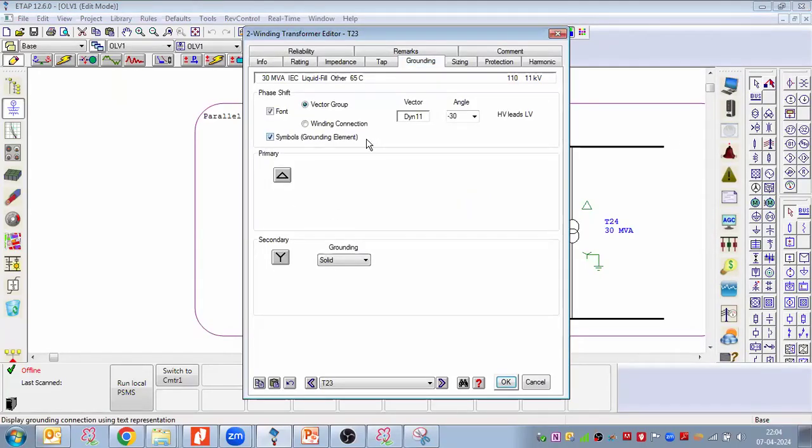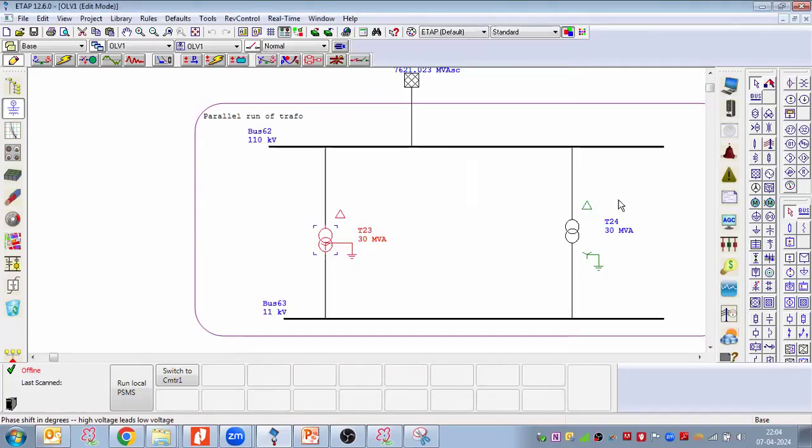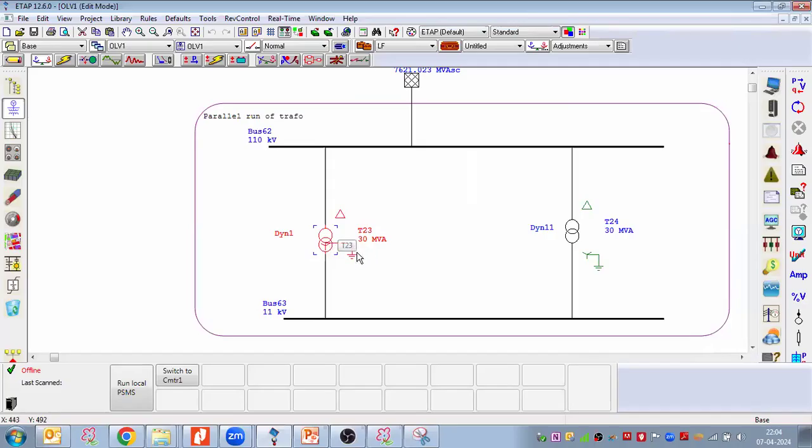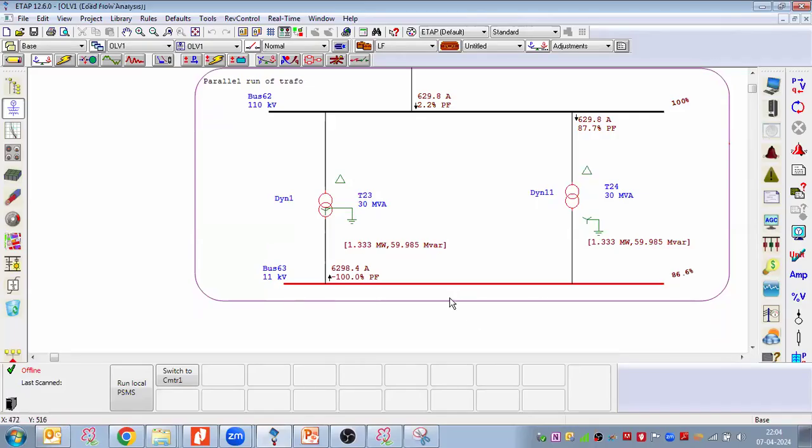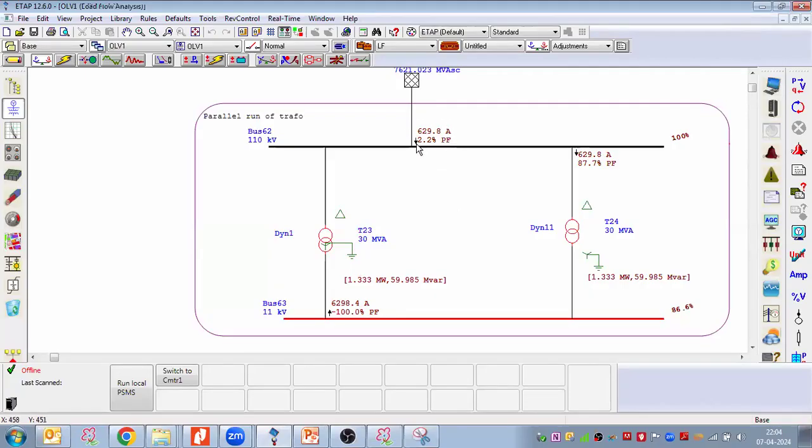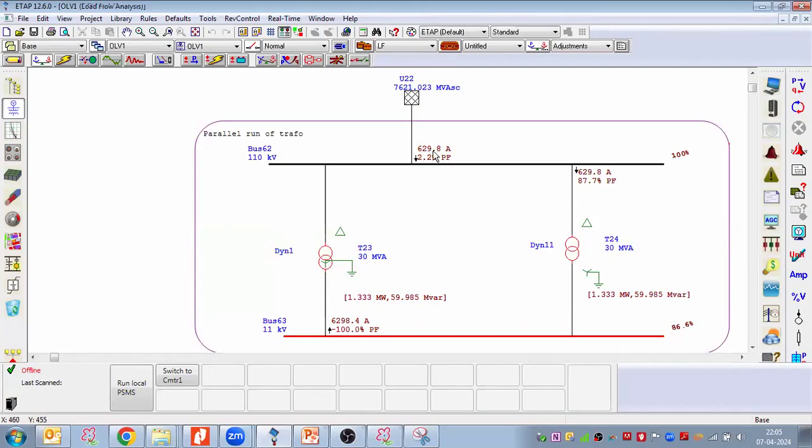Now, by chance, if we have a different vector group, we change the vector group from Dyn11 to Dyn1. In that case, both have different vector configurations. It is Dyn1, it is Dyn11. If we perform the power flow or load flow analysis, let us see. There is no load connected here. Ideally, there should not be any current flow, which we have seen in the previous case, where there was 0 ampere current flow. But here the current is flowing, 630 ampere.